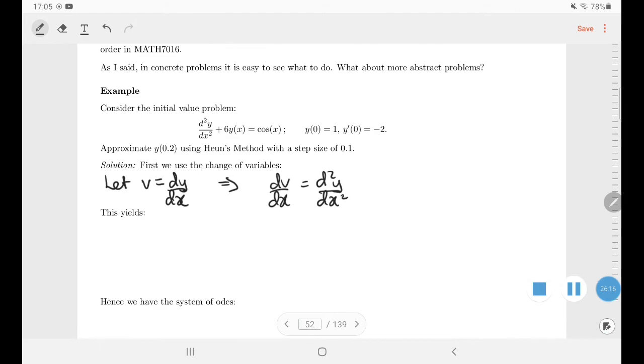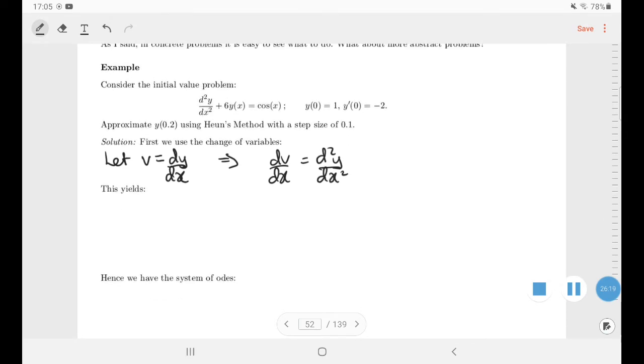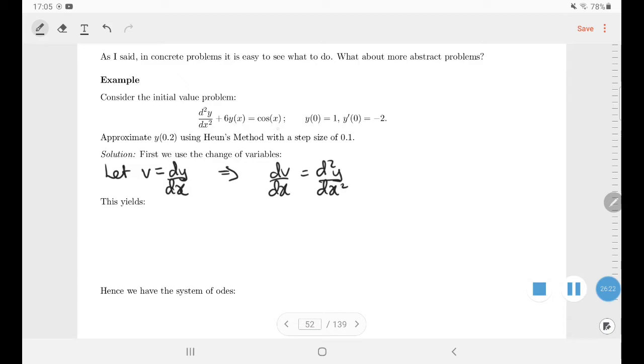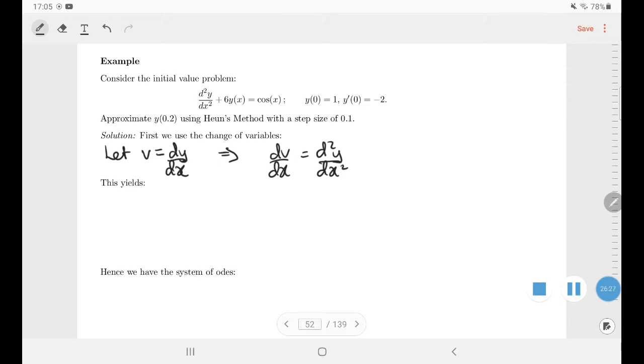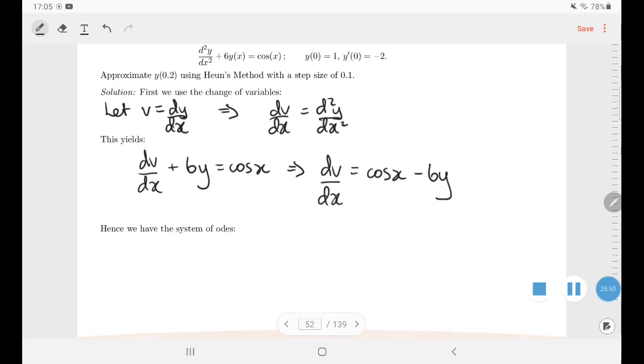So the first thing might be, okay, let's first of all just rewrite this thing, take our time here, because I think we're going to have the system of ODEs down below. So the second derivative of y with respect to x is the same as dv/dx, plus, I'm just going to write, 6y equal to cos of x. And then I can get an equation for v by taking 6y away from both sides. So dv/dx is equal to cos x minus 6y. Okay, so we've got two equations, one for v and one for y.